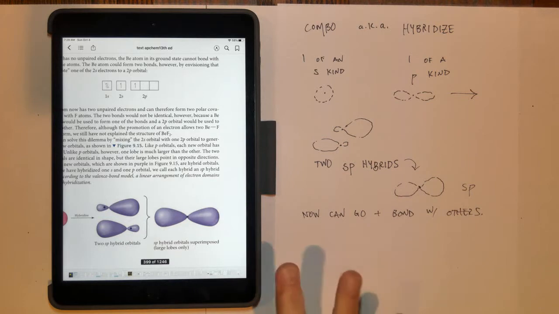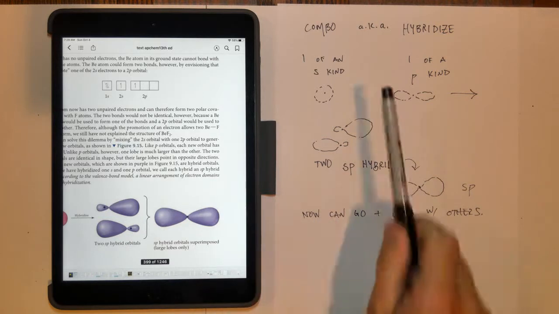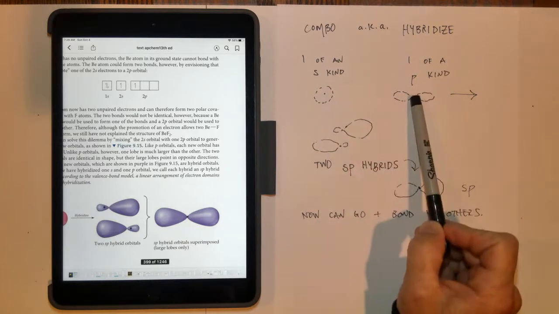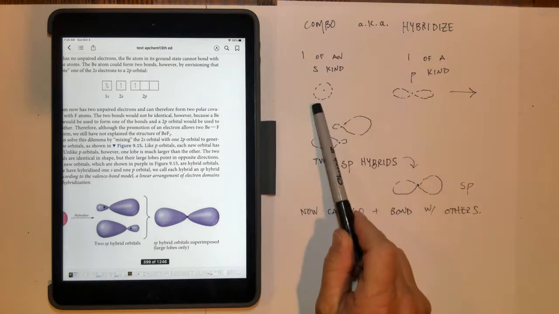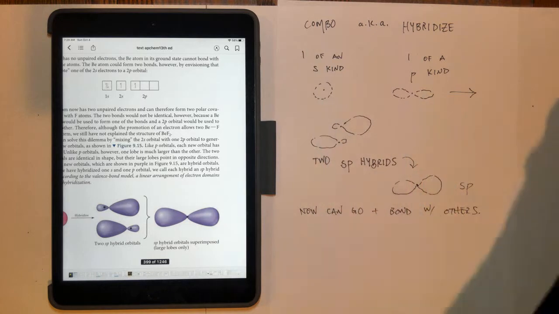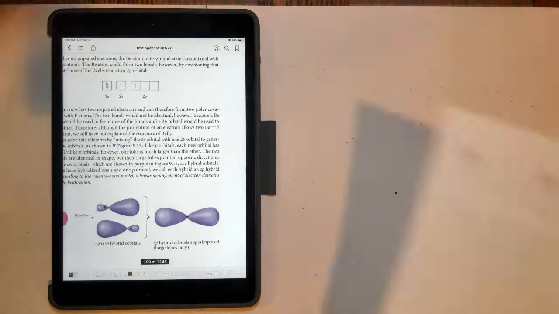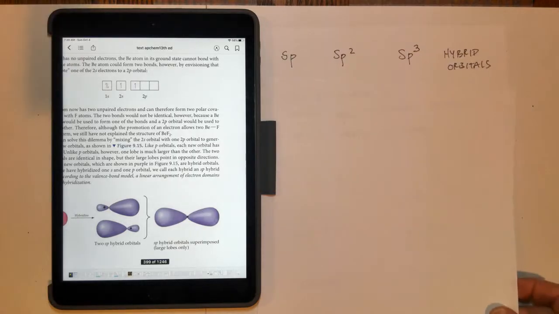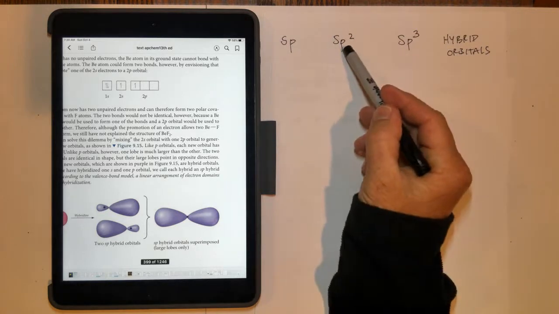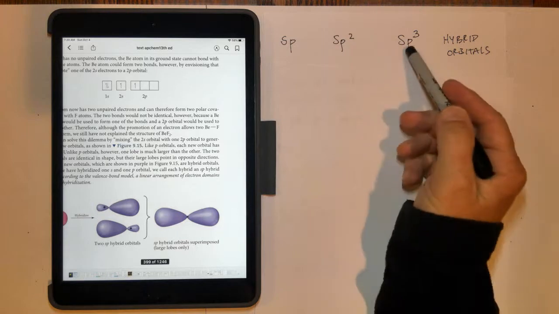Well, there are three different kinds of this combination or hybridization. There's one where you have an s and one p. There's one where you have an s and two p's. And there's one where you have an s and three p's. And it all depends on how many bonded domains or non-bonded domains you're going to have around the particular atom that is going to do the bonding. So here are the three. There's an sp hybridized orbital set, there's an sp2 hybridized orbital set, and there's an sp3.